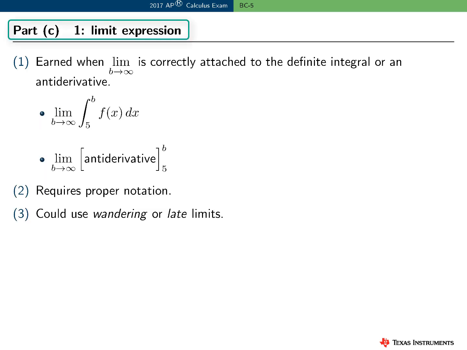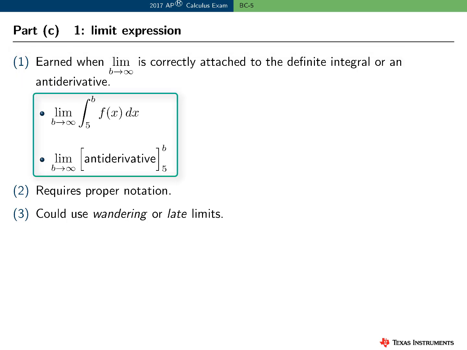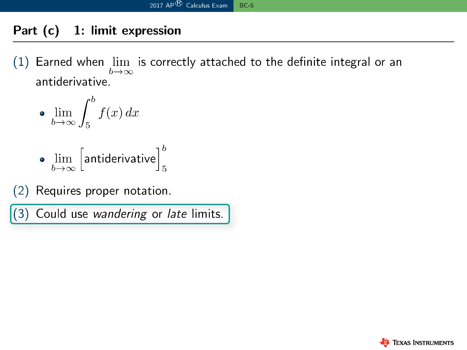The second point in Part C was for appropriate use of the limit expression. And this is earned when the student uses the limit as b goes to infinity correctly, that is, attached to the definite integral or an antiderivative. And here are the two general statements that would earn this limit expression point. To earn this point, the student must use proper notation, and the student could use wandering or late limit expression in order to earn this point.